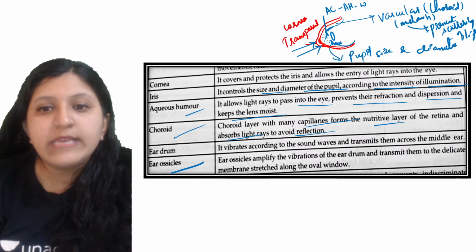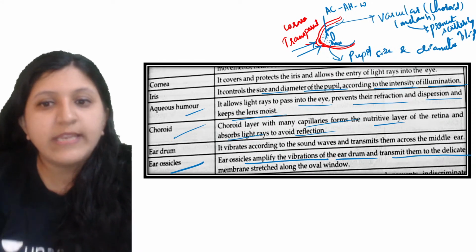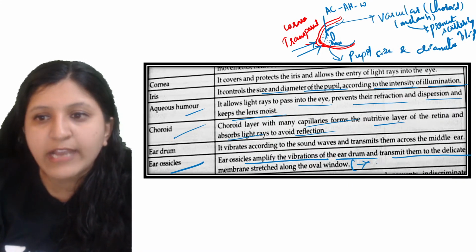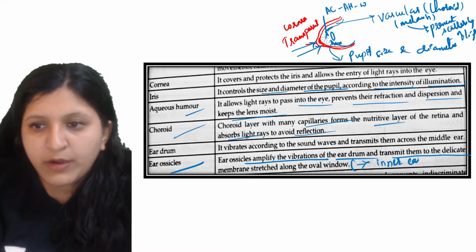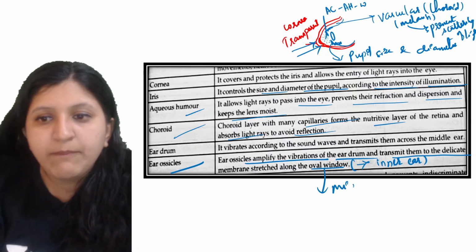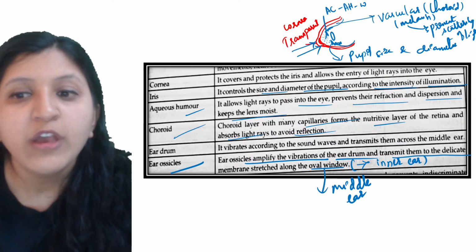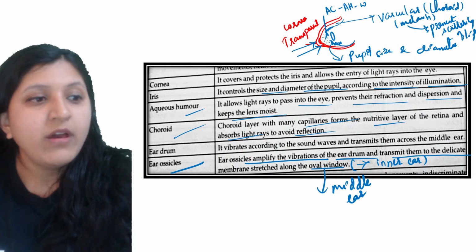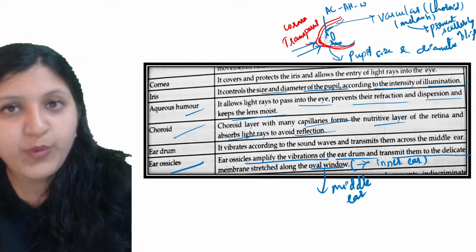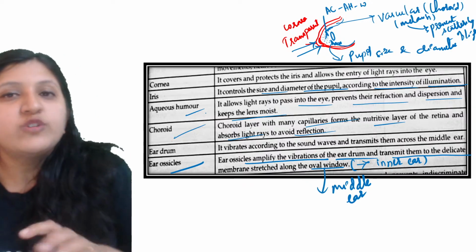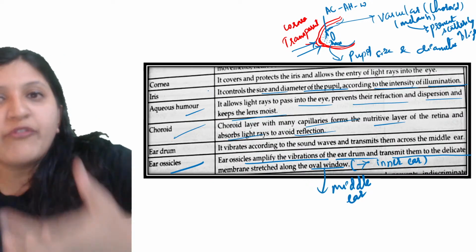So the ear ossicles amplify the vibrations of the eardrum and transmit them to the delicate membrane which is stretched along the oval window. The oval window is actually connecting it to the inner ear part, but the oval window part comes under the middle ear itself. So basically the sound wave is now moving from the air medium to the fluid medium, because in the inner ear there is a fluid: perilymph is present, endolymph is present. So the movement of the sound wave or vibration is taken from the air medium to the fluid medium.